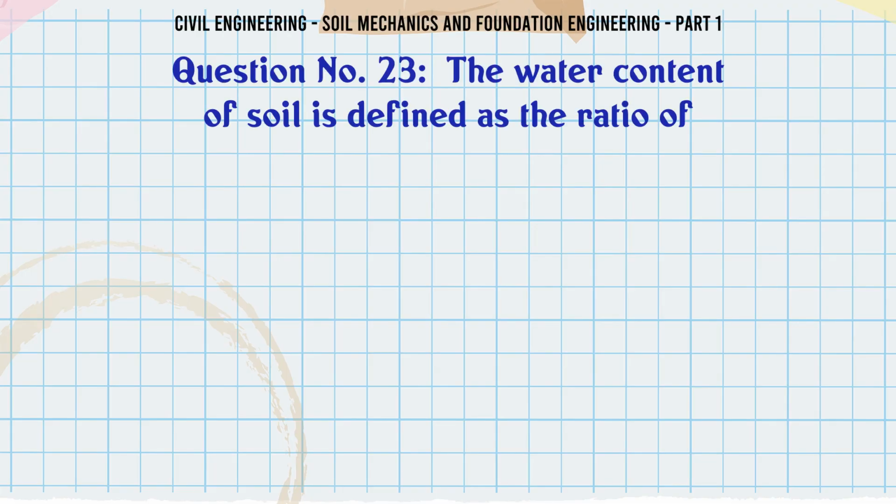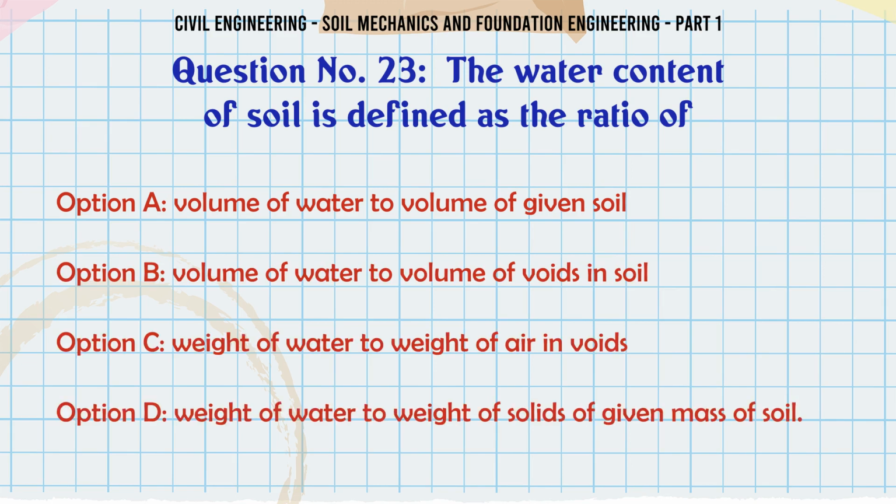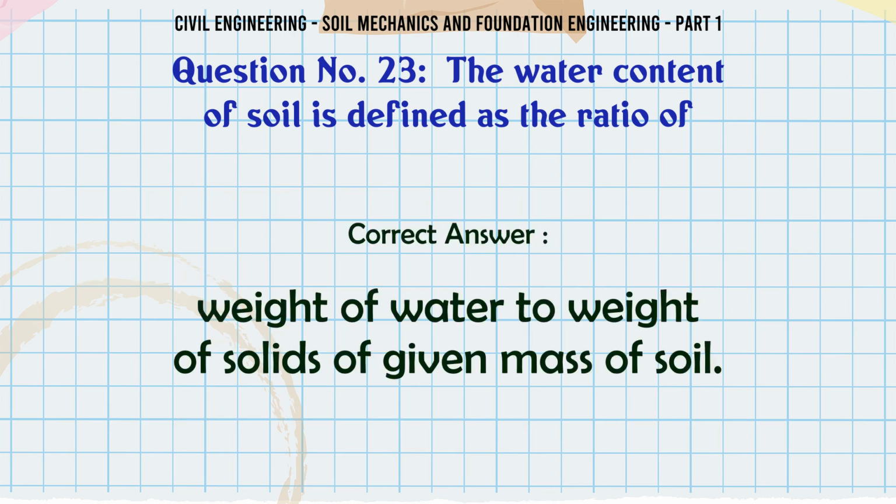The water content of soil is defined as the ratio of A. Volume of water to volume of given soil, B. Volume of water to volume of voids in soil, C. Weight of water to weight of air in voids, D. Weight of water to weight of solids of given mass of soil. The correct answer is weight of water to weight of solids of given mass of soil.